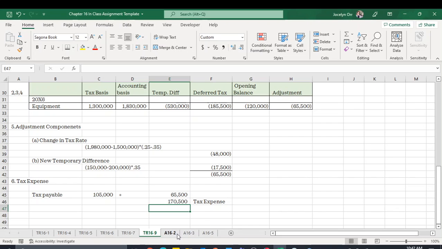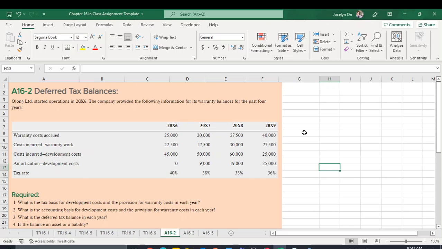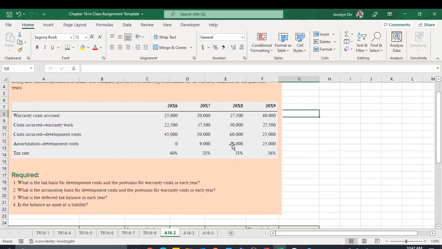So the next question that we're looking at is assignment 16-2, and we are looking at deferred tax balances. But now we're kind of trying to pull some of the pieces together that we did in the earlier questions. So up to this point, we've kind of been dealing with one temporary difference at a time. And now we are looking at differences that are created as a result of warranty work. And we have some developmental costs as well. So we are looking at this over a 4-year period.